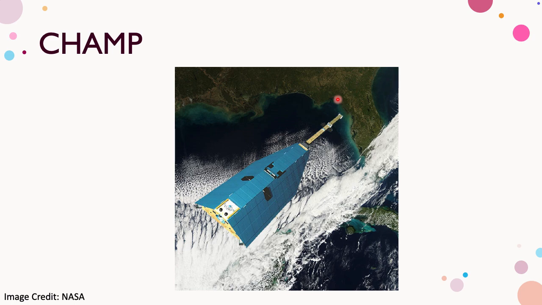So this is CHAMP. There are two main satellites. There are actually quite a lot of satellites that have also looked at the magnetic field on a larger scale than that plane that I showed you, but these two are the main ones. So first of all, CHAMP.